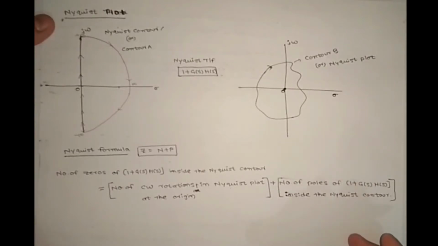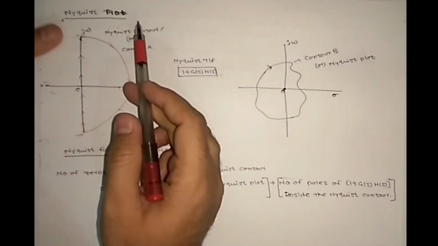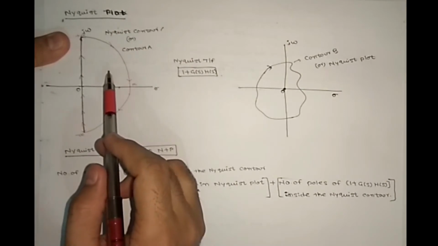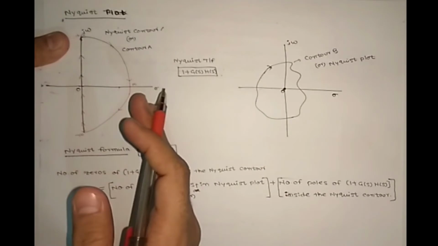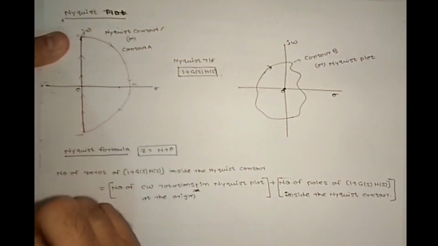Hi, in this lecture, let us understand the concept of the Nyquist plot. So, the complete concept we'll understand in this lecture. In the Nyquist plot, we will take this Nyquist contour. This contour is the complete right half of the S-plane.